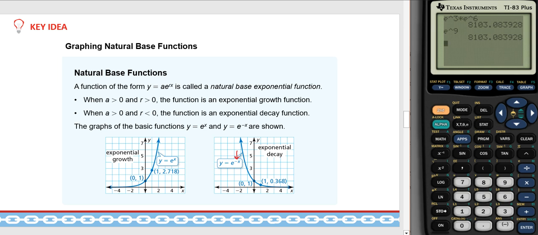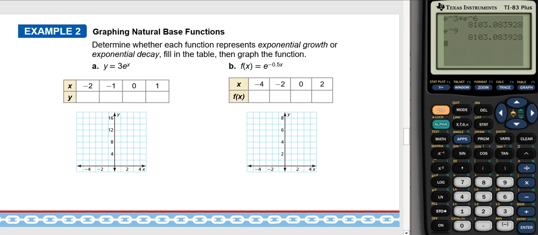Looking at exponential function properties, we would still have our domain being all real numbers and our range being y is greater than 0. That still holds true. So for graphing these, and determining whether they're exponential growth or decay, the best thing to do would just be to plug it into the graphing calculator.